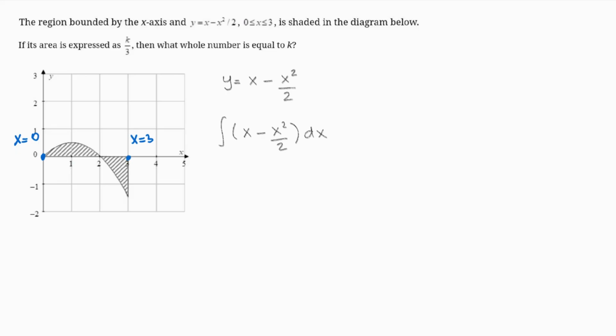The first term to integrate is x. Using the power rule, x becomes x squared over 2. Now, for the second term, negative x squared over 2. Using the power rule, it becomes negative x cubed over 6.